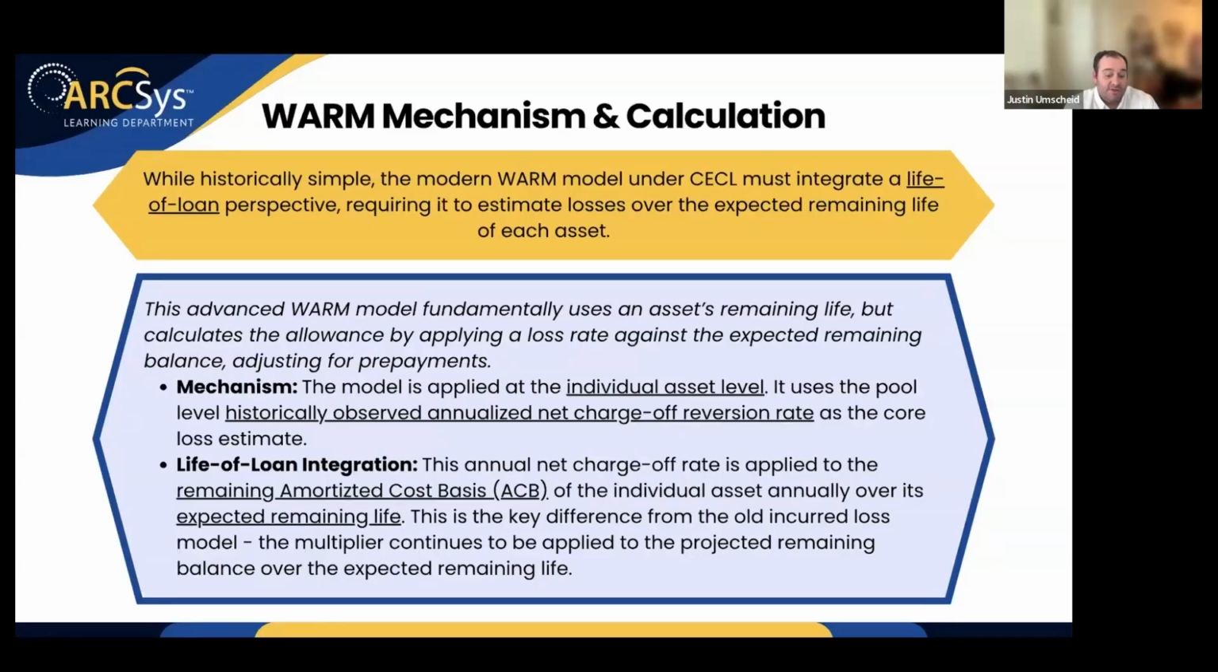So you're just taking that annualized loss rate approach in the incurred loss model. And then to build in the expectation over the life of the loan, you're repeating that calculation on the expected balance of loans into the future every single year moving forward. So I think hopefully that helps people understand what a WARM model does and how it took a very simple calculation under the incurred loss model and expanded it to fit the needs of CECL and estimating over the life of the loan.